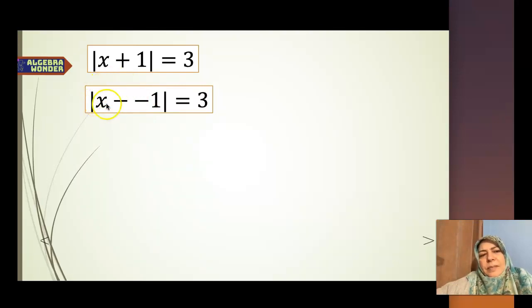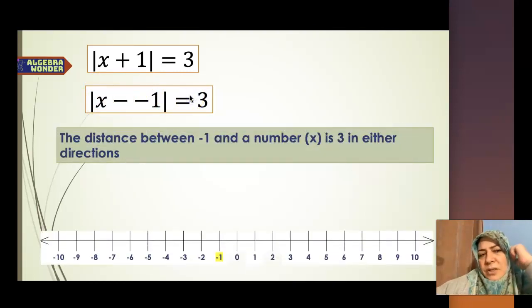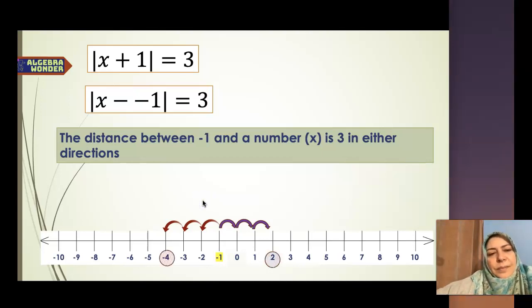So I'm looking for the number such that the distance between negative 1 and that number is 3 in either direction. So here is my number line. Here is the negative 1. It has to be 3 steps away from negative 1 in either direction. So what can x be? So x can be 2 and x can be negative 4.